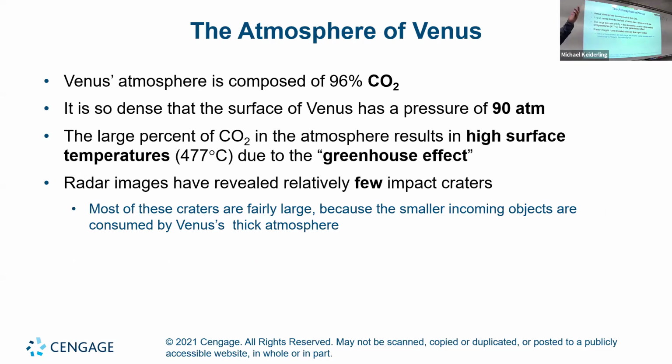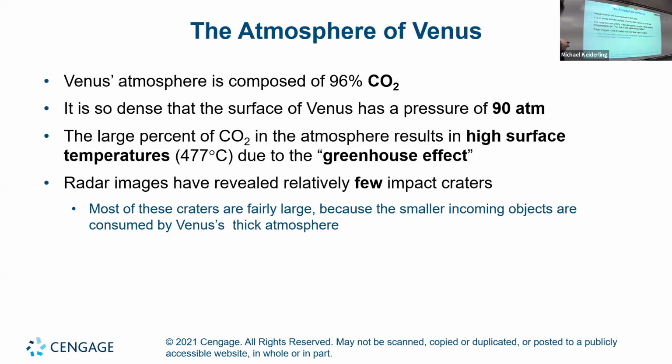So Venus's atmosphere is very thick and composed of 96% carbon dioxide. It's so dense that the surface of Venus has a pressure of 90 atmospheres. And the large percent of carbon dioxide in the atmosphere results in very high surface temperatures due to what was a runaway greenhouse effect. So the surface temperatures are 477 degrees Celsius, so hot enough to melt lead.